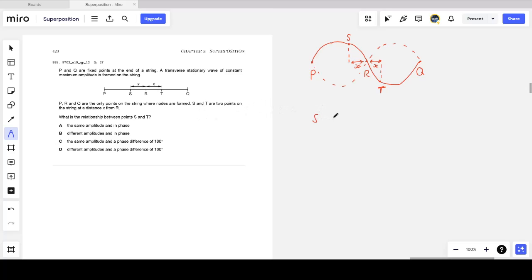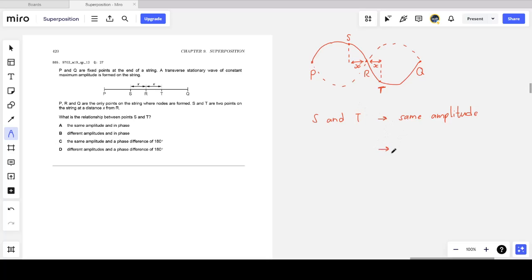And since they are mirror images, we can see that from symmetry, S and T have the same amplitude. They are the same horizontal distance from R, but they're also the same vertical distance from R. They have the same amplitude because we're going the same distance on either side. Because of symmetry, that's what the sine curve will give us.